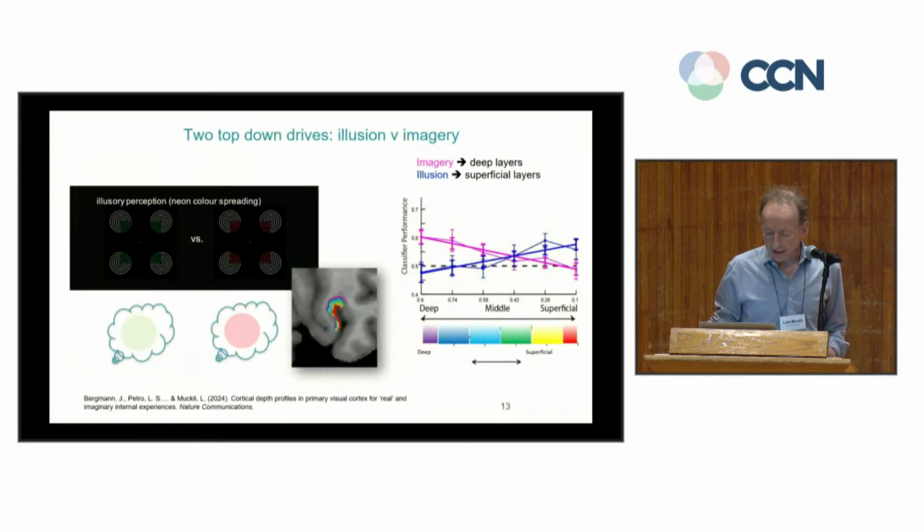Another experiment we showed in the lab: in the case of neon color spreading at the non-stimulated area, you have feedback to the superficial layers where you can decode the color, whether red or green. And if you ask the subjects to imagine a red or a green disk, then you can decode that in the deep layers. So that points to a different stream of cortical feedback that I highlighted earlier from further away areas.